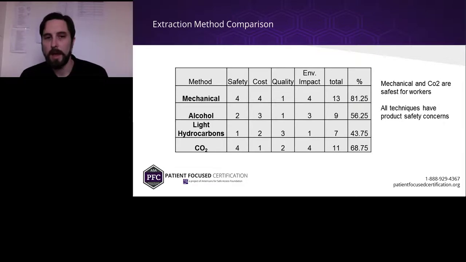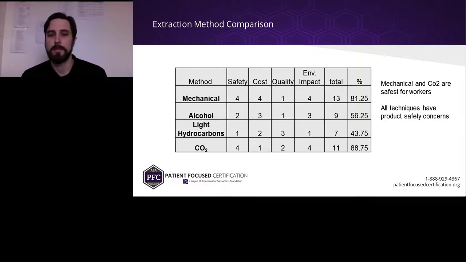So to sum this up, the extraction comparison method: there are 4 typical methods we discuss: mechanical, classical separation, the alcohol, ethanol separation, light hydrocarbon extraction, such as butane, as well as CO2 extraction. And we've rated these subjectively according to safety, cost, quality, and environmental impact, just on a 1 to 4 scale. So mechanical separation, for example, gets a 4 because there's no danger of things combusting. The cost is very cheap, but the quality is much lower than other methods. Its environmental impact is very low. There's not a lot of waste generated that can't be composted or recycled. So it gets a score of 81%. Alcohol and light hydrocarbons have safety issues, cost issues, and potential environmental issues, which give them lower scores.